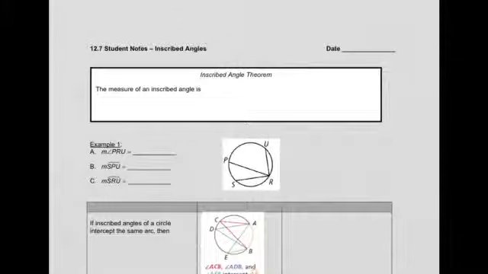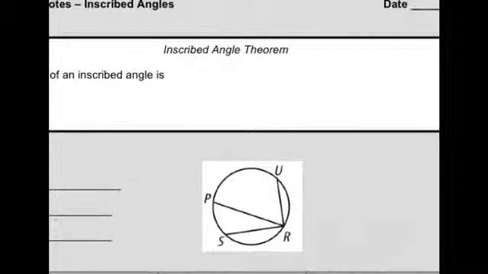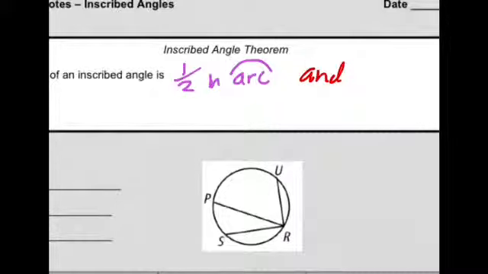We're talking about inscribed angles today. First of all, the measure of an inscribed angle is 1/2 of the measure of the entire arc. So we'll write that down and then I'll tell you what I mean by that. It's 1/2 the measure of the arc. It's called the intercepted arc. We'll talk about it in just a sec. And also, it's 1/2 the measure of the central angle.